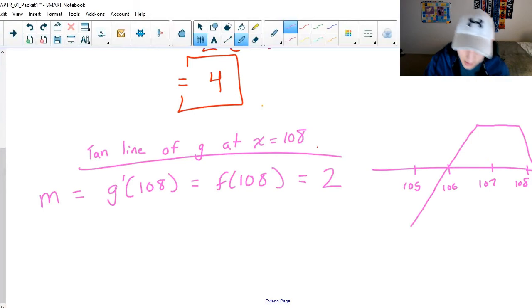This is by no means drawn to scale, and it's actually a pretty crappy drawing.